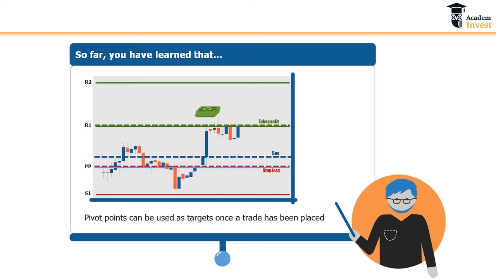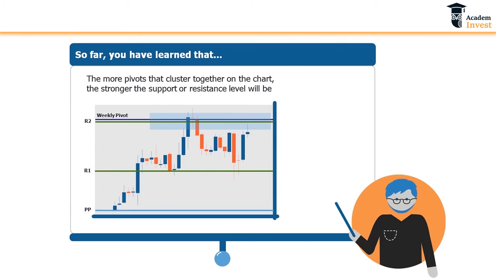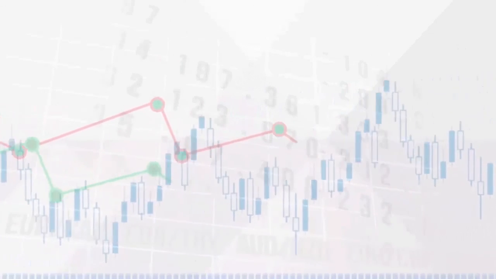Pivot points can be used as targets once a trade has been placed. There is strength in numbers. The more pivots that cluster together on the chart, the stronger the support or resistance level will be.